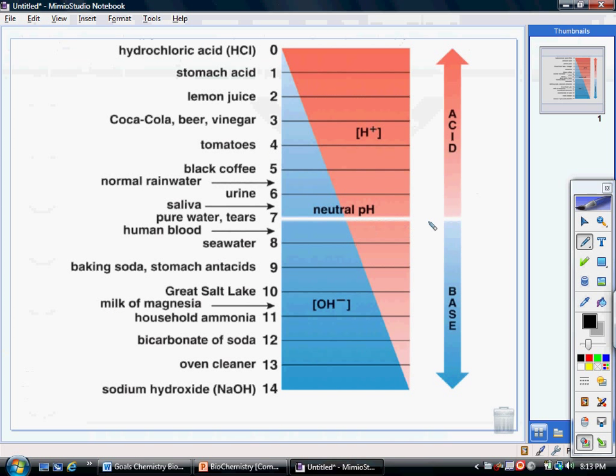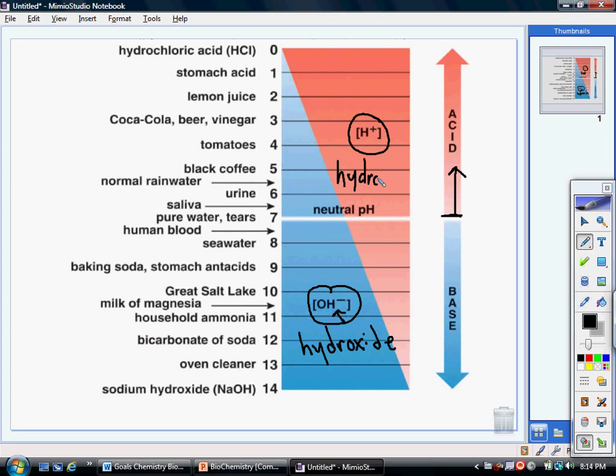Alright, if we look at this scale, everything from this point up is an acid. The further up we go, the stronger the acid. This red and blue shade is showing us the concentration of hydrogen ions compared to what we call hydroxide ions. Those are called hydroxide ions, and these are called hydrogen ions. So the greater the concentration of hydrogen ions, the lower the number. 0 for hydrochloric acid, 1 for stomach acid, 2 for lemon juice.